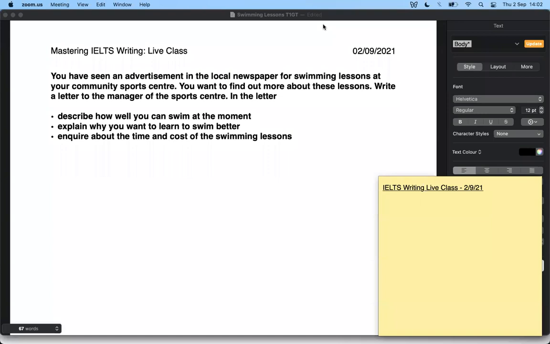As I mentioned in the email, today we will be having a look at task one for the general training module. If you're doing the academic module, of course, this won't be quite so relevant for you. But at the same time, it's a good way to practice writing letters, writing emails. I'm sure you'll have to do that at some point in your life in English. So stick around if that's what you want to do.